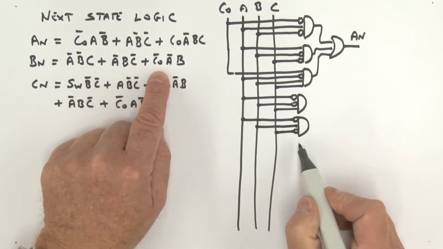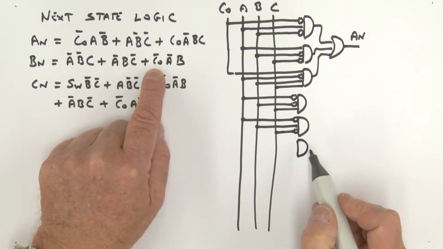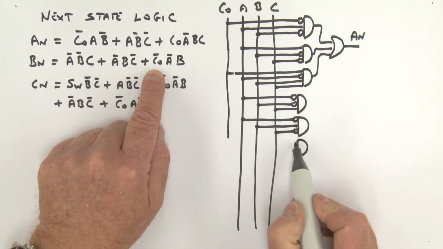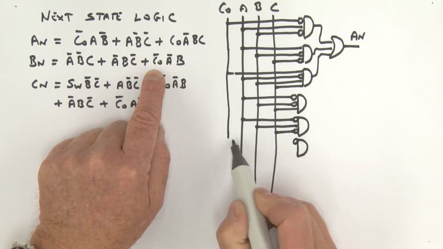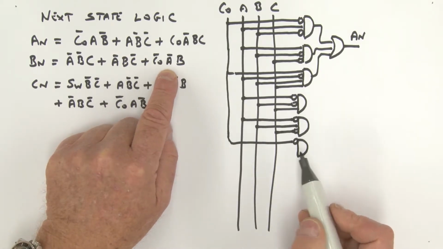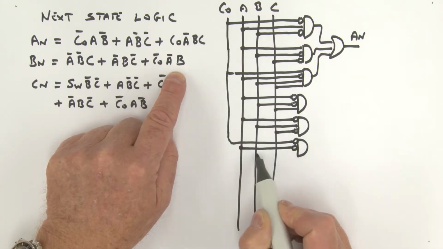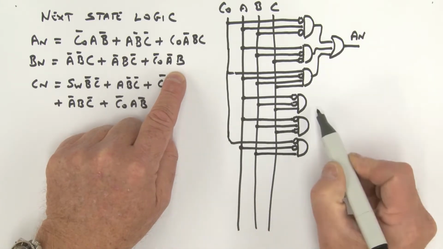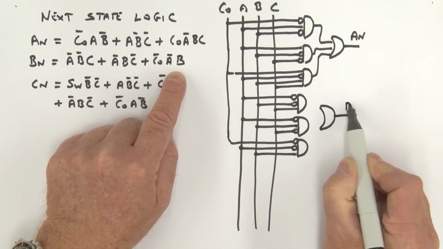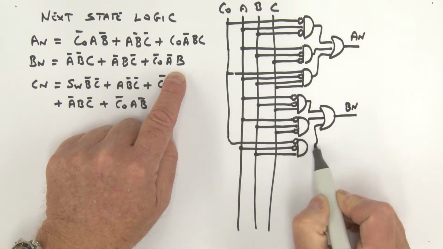One more product term. So another AND gate sitting here like this. We've got CO bar. Okay, so let's grab CO, come down here and bubble this because it's CO bar, and we'll simply feed in like so. And then I've got an A bar. So here is A, bubble it to get A bar, and I've got B feeding in. All these together are going to give me my BN. So we'll just OR that and that and that.